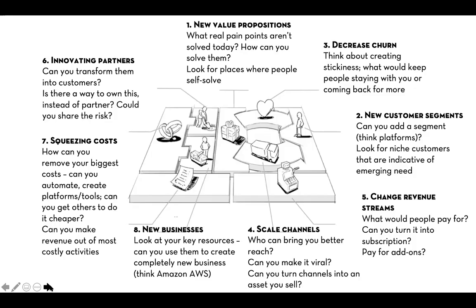And then the last piece of innovation, which we haven't talked about yet, is squeezing costs, but we saw it in the examples before, which is, again, thinking about what are your biggest costs and how can you remove them? Can you automate? Can you transform something that is heavy and manual into an asset, which becomes much cheaper over time? Can you get others to do it cheaper? Or can you transform something that is a cost into a revenue generating opportunity?